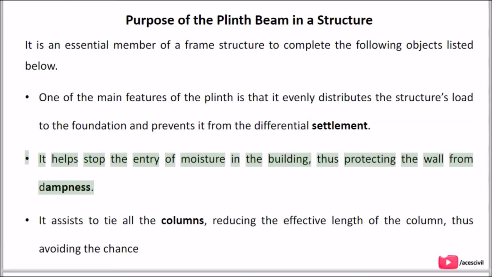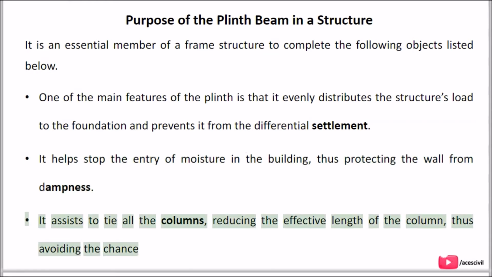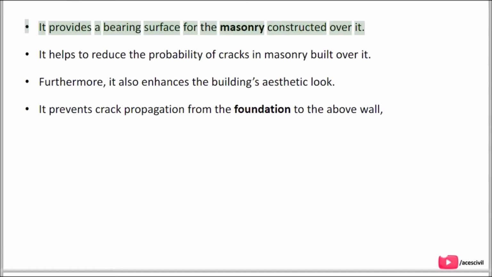It helps stop the entry of moisture in the building, thus protecting the wall from dampness. It assists to tie all the columns, reducing the effective length of the column, thus avoiding the chance of buckling. It provides a bearing surface for the masonry constructed over it.